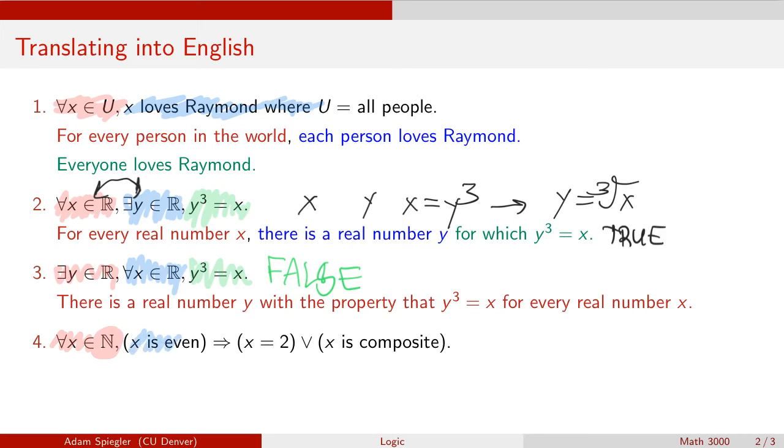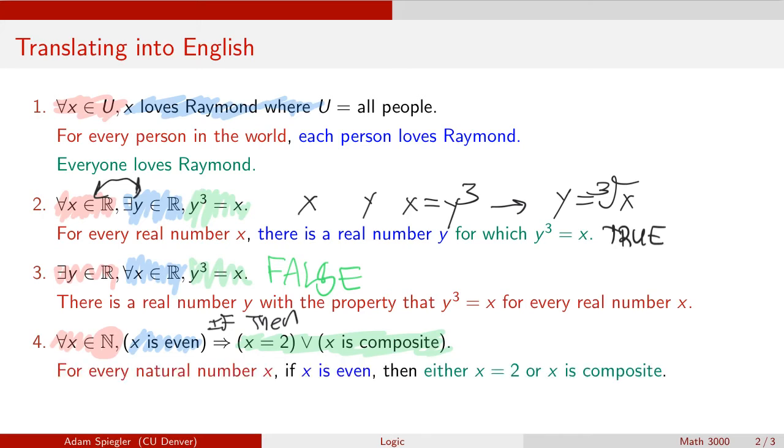We're told that if x is even, so remember this symbol over here is the conditional symbol that we use to denote if-then. And then what comes after this symbol is what's called the conclusion of this conditional, and that is a disjunction. So here the conclusion, we would say if x is even, then either x is equal to 2 or x is a composite number.